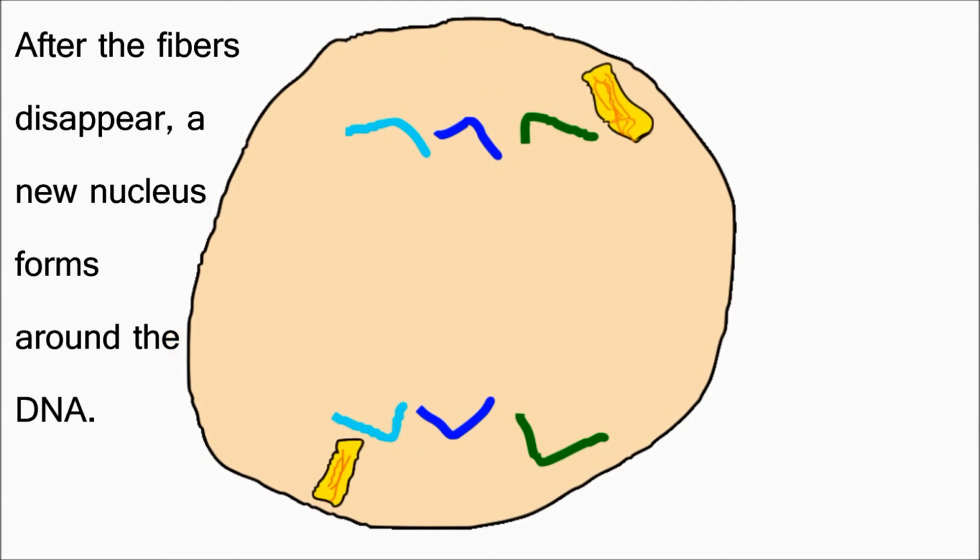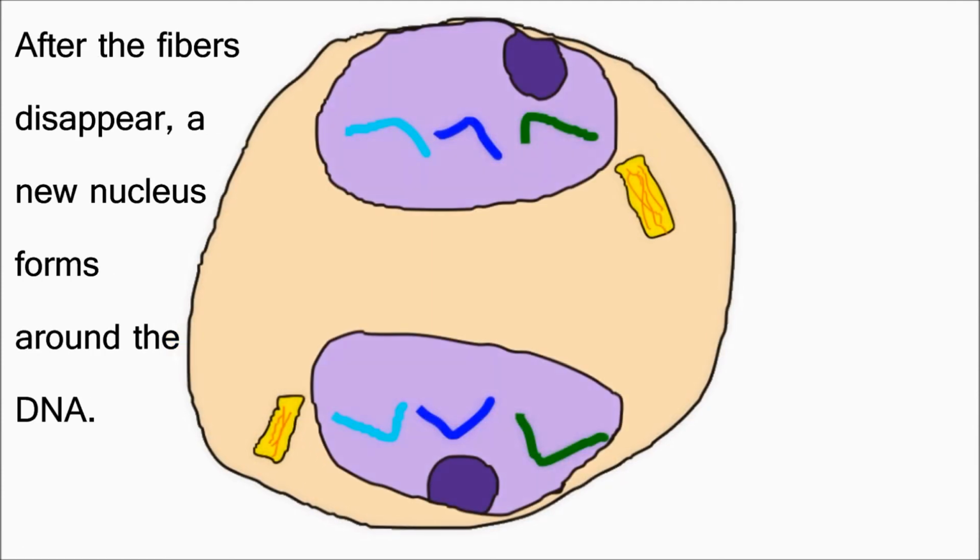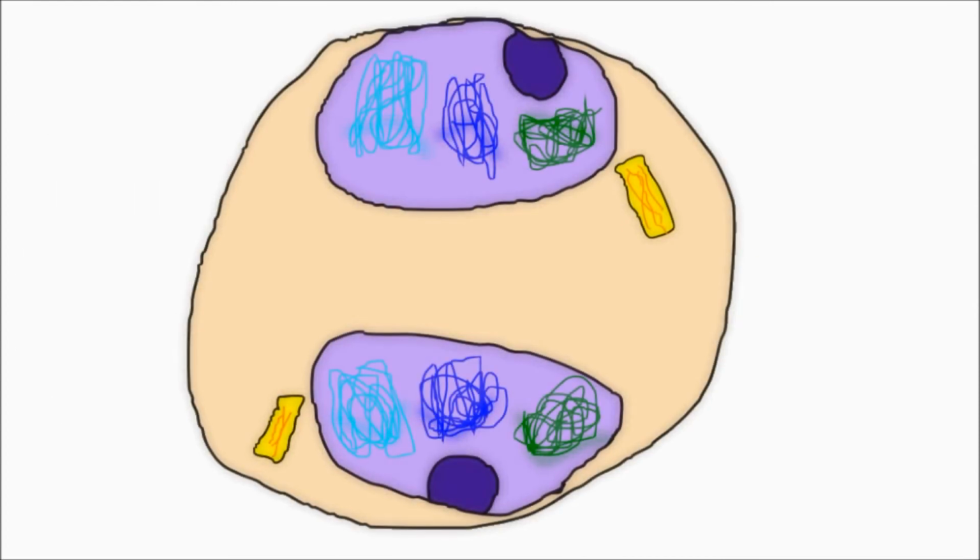After the fibers disappear, a new nucleus forms around the DNA. Then the chromosomes turn back into their messy chromatin form, and the cell pinches as it begins to separate after mitosis. This is when cytokinesis occurs and the cell finally separates.